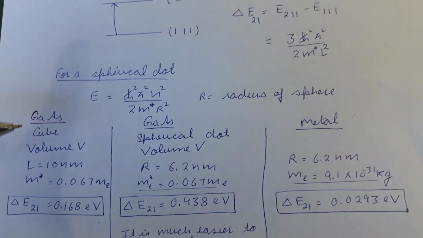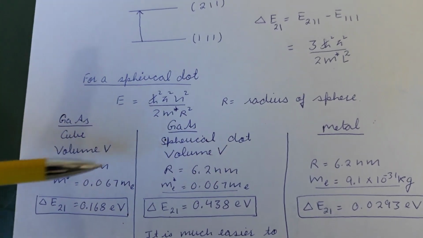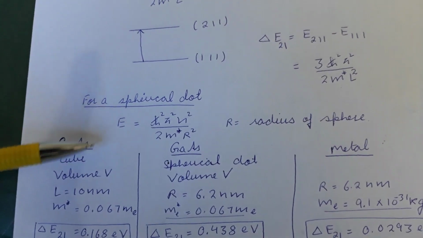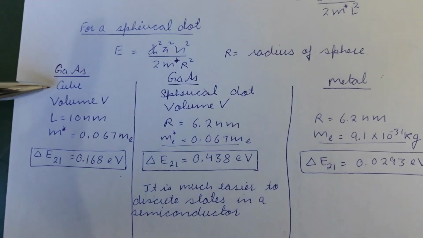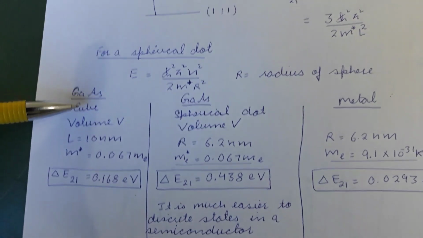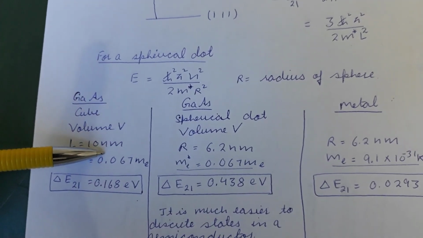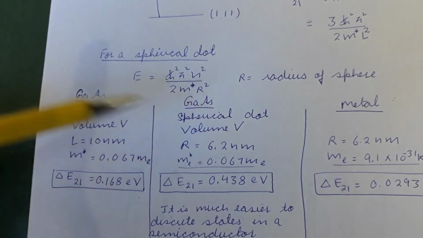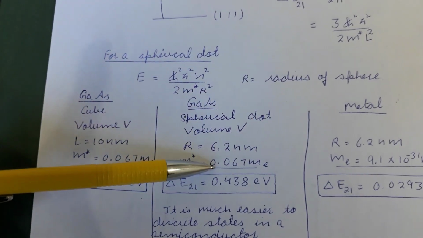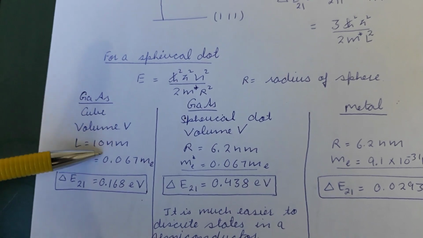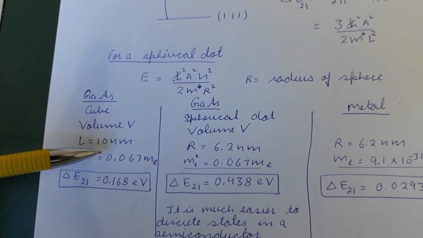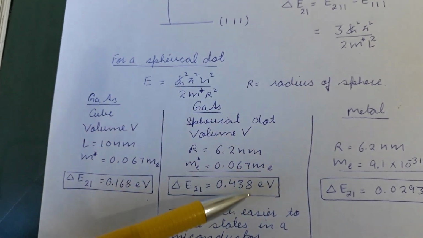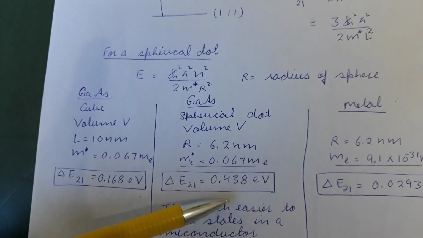So let us try to understand what will happen when we move from one situation to the other. Let us say that we are talking about a semiconductor material, which is gallium arsenide. If it is a cube, we'll take each side to be of length 10 nanometers. And we consider another gallium arsenide quantum dot, which is spherical, and both of them have the same volume. So we see that in a cubic quantum dot, the difference between energy levels is much less as compared to the difference between energy levels in a spherical dot of the same volume.